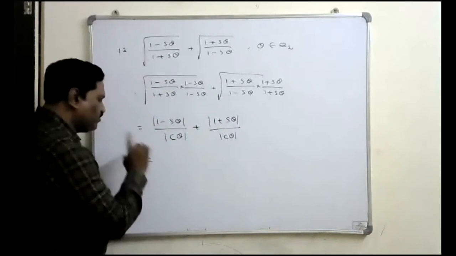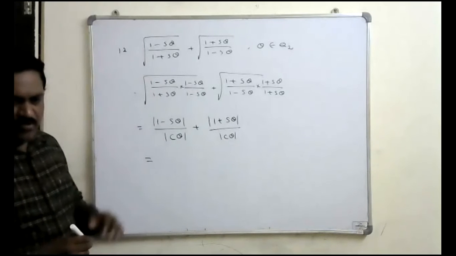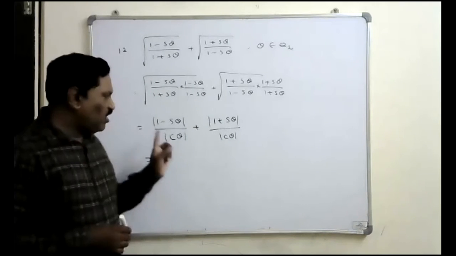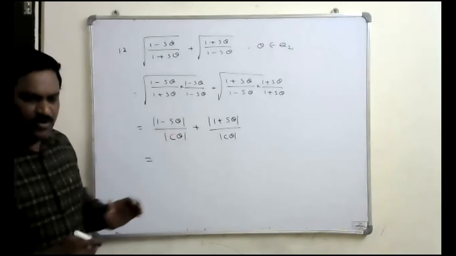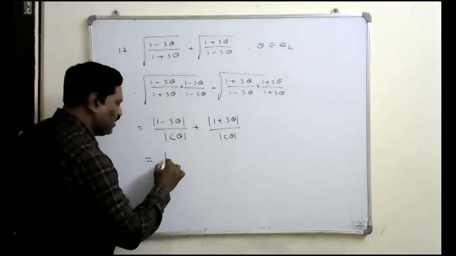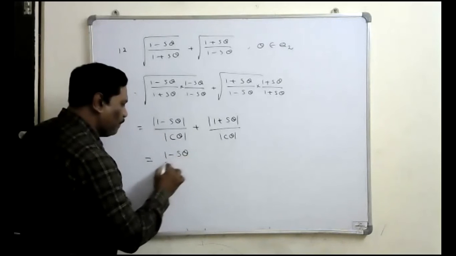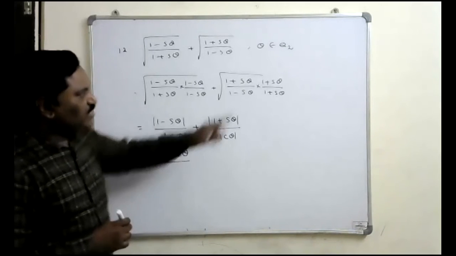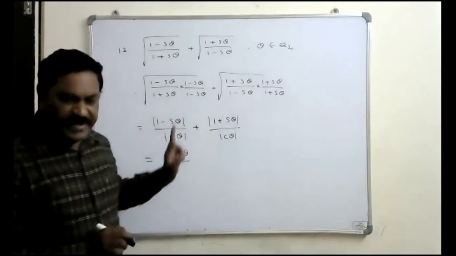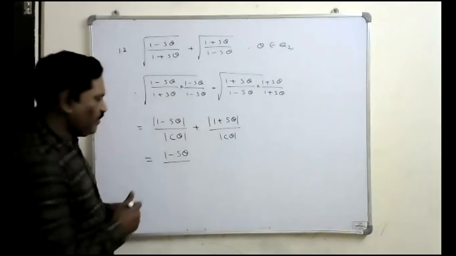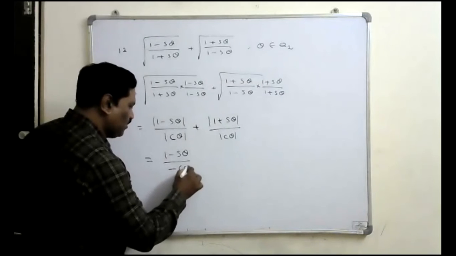So, if you observe the numerator, for any angle, 1 minus sine theta is always positive. It never gives a negative. That's why mod 1 minus sine theta, you can write 1 minus sine theta upon, where theta is in the second quadrant. In the second quadrant, cos is negative. That's why mod cos theta becomes minus cos theta.